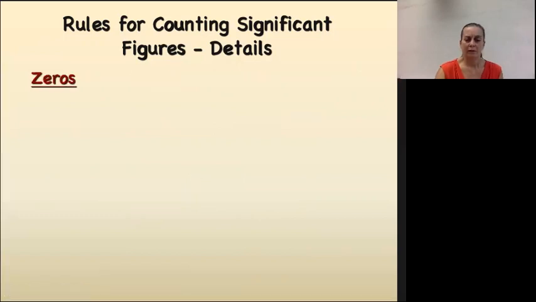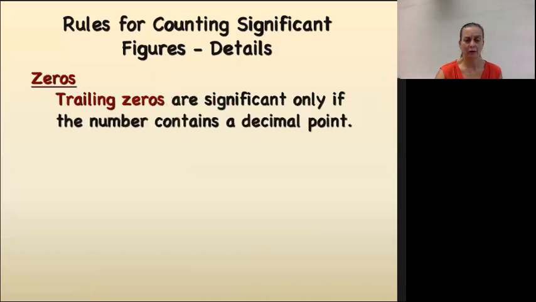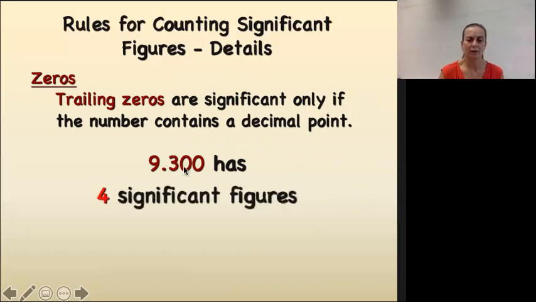One more rule about zeros. Trailing zeros are significant only if the number contains a decimal point. So the number 9.300, those are zeros after the decimal place. They are not leading zeros, they're not at the front, they are trailing zeros, and so they are significant. This has 4 significant figures. So again, whatever instrument we used to measure this was graduated to the hundredths place, and we're estimating the thousandths place. The job of the significant figures is to communicate information about the precision of the instrument that was used to make the measurement.